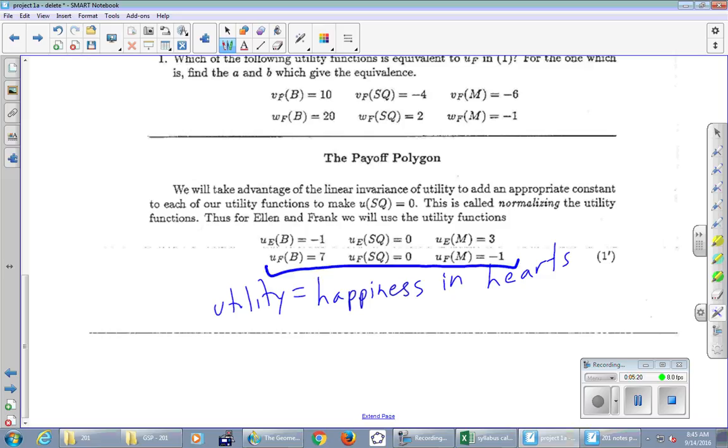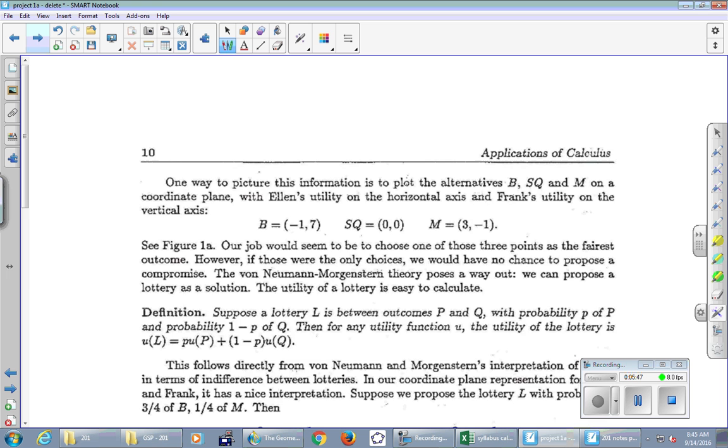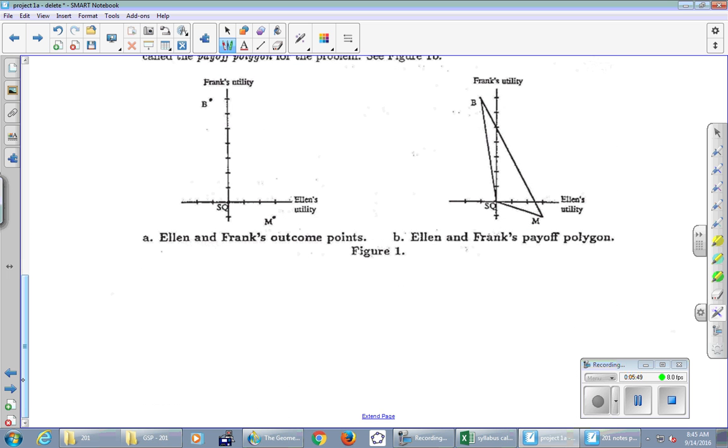All right, same business down here. We can interpret Frank's numbers just in terms of hearts. If Frank gets to go to the beach, what happens? 7 hearts. Oh my goodness, he's just tickled to go to the beach. Frank staying home? 0. He is neutral, and we have moved everybody, so they're neutral staying home. But if you make Frank go to the mountains, he is going to be unhappy. -1 heart's worth of unhappiness. Okay. On the very next page, we take this information and we graph it.